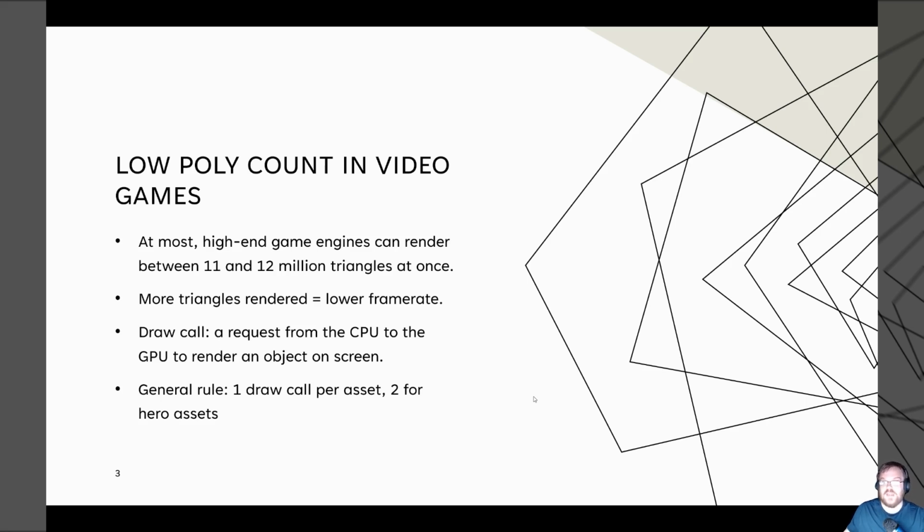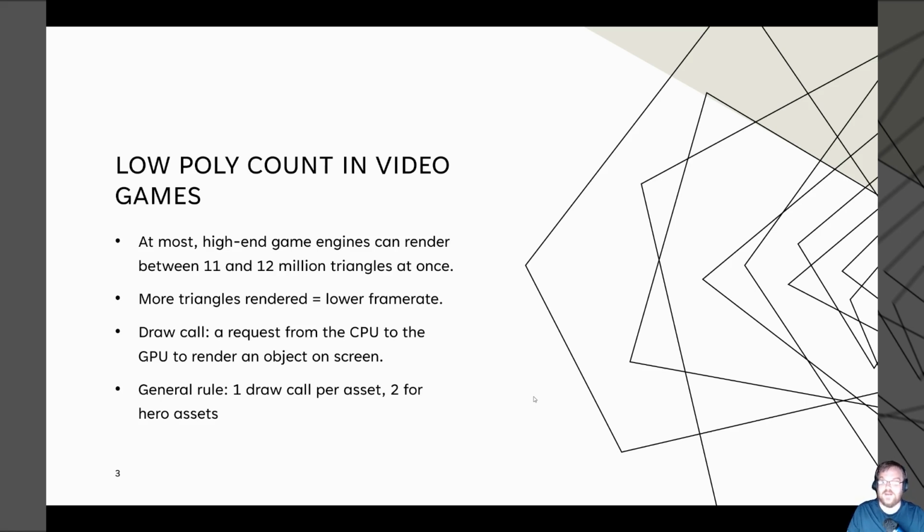And when we are rendering a single frame of a scene, what's happening is it's draw calls. So draw calls are a request from the CPU to the GPU to render an object on screen. The more draw calls that happen, the more you increase the amount of time for the frame to render. We use a general rule in game development that for most objects in a scene, we want to have one draw call. And for hero assets, we can go up to two.